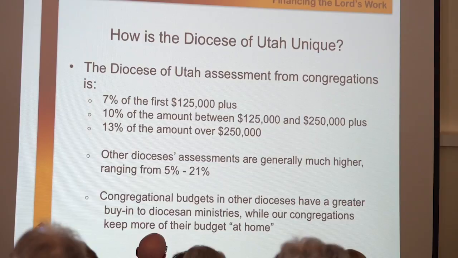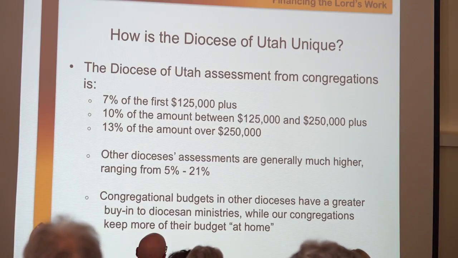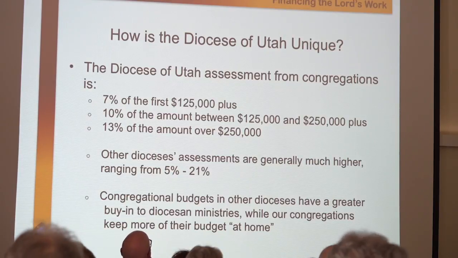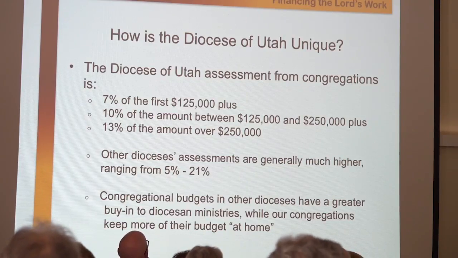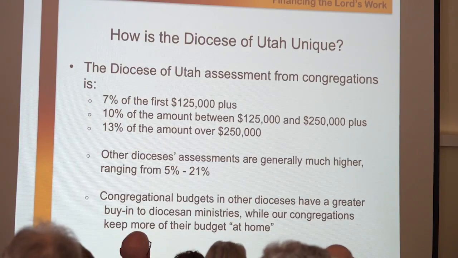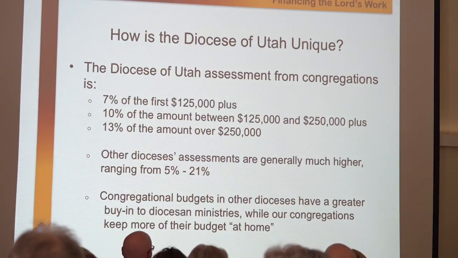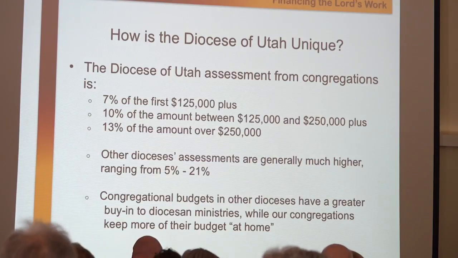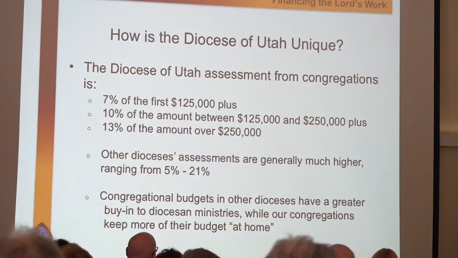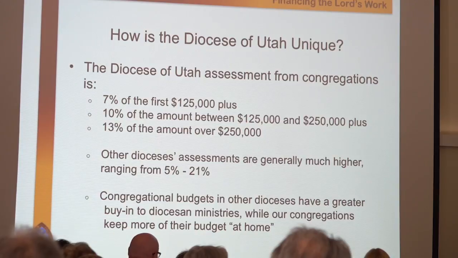Okay. Other dioceses' assessments are way much higher than ours. They are generally ranging from, and this should say 15, not 5. That is an error. It should say 15% to 21%. Much higher than our diocese. And yes, other dioceses also assess their mission churches. That is normal.